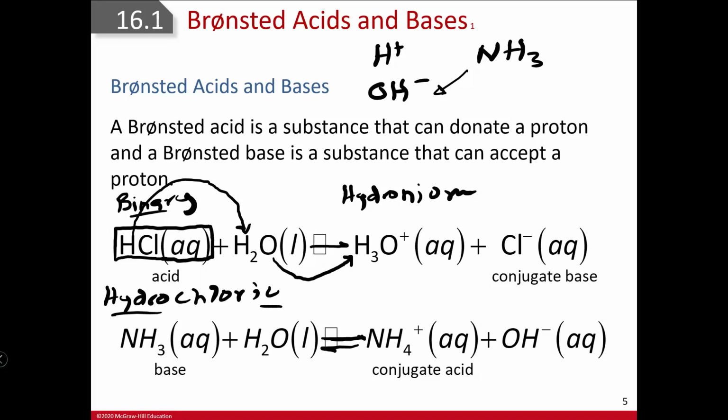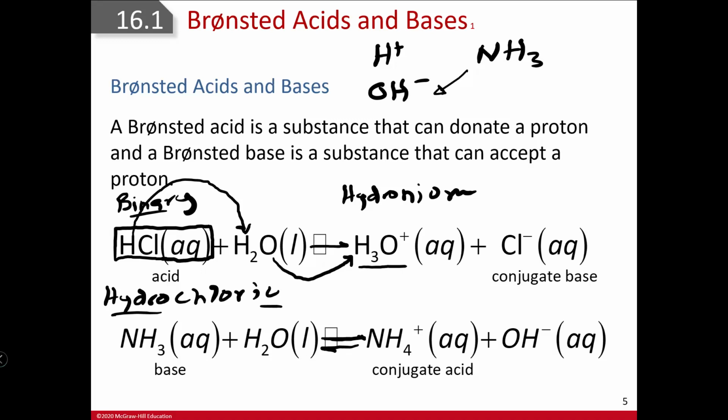So this is what gives acids their chemical properties. They taste sour, turn blue litmus, which is a vegetable dye, to red. They tend to be corrosive. They tend to form carbon dioxide when added to a carbonate. Those are all different types of properties of acids.